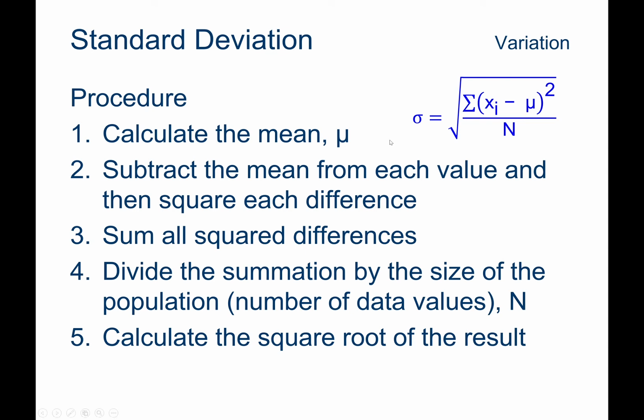The first thing we do when we find standard deviation is we calculate a mean. After that, you take each individual value and you square the difference. What that means is you take the value minus the mean and square the difference. You have to repeat that step for every single data point. After you've done that for every data point, you add together all the squared differences. Then you divide by the number of data points and take the square root.